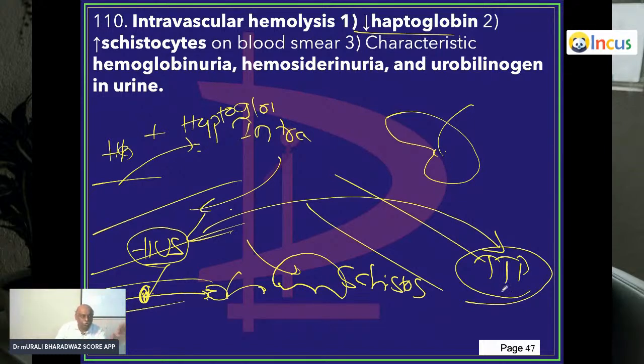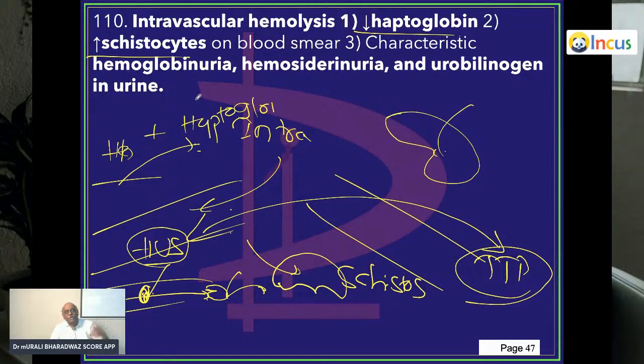Two types are called microangiopathic hemolytic anemias. What are they? TTP, thrombotic thrombocytopenic purpura. Purpura is there due to thrombocytopenia, and the thrombocytopenia is occurring because all the platelets are sequestered into a clot which is forming inside small capillaries. All right? So there you find schistocytes.